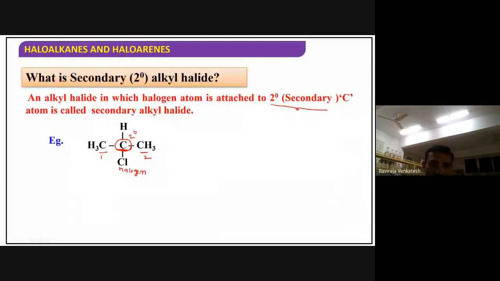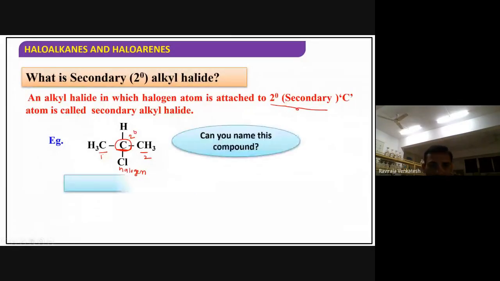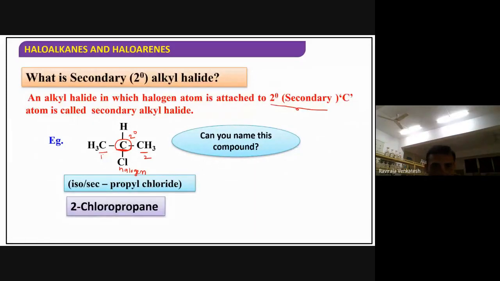Now, what will be the IUPAC nomenclature? You can give numbering. Let me show the numbering also, because I think you studied everything in the 11th class, but you have forgotten, since one year has passed. No problem. First of all, give the numbering for this one: 1, 2, 3.